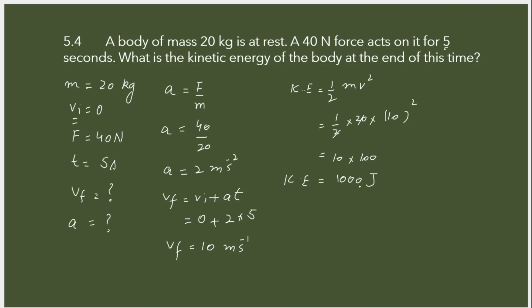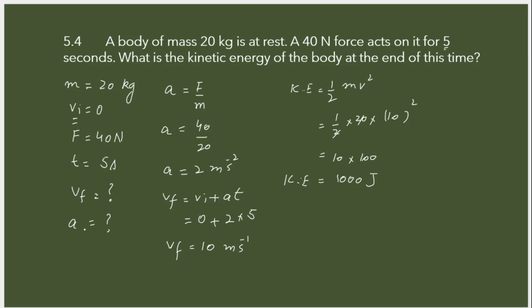Since the units of kinetic energy, potential energy, and work are joule, kinetic energy will be represented in joules. Once again, I repeat this solution for the revision. The mass of the object is 20 kg. Initially, it was at rest, so Vi was 0. A force of 40 Newton acts upon it, and that force acts for 5 seconds.